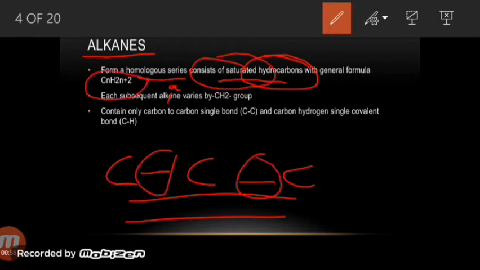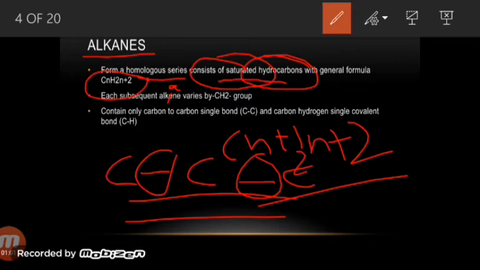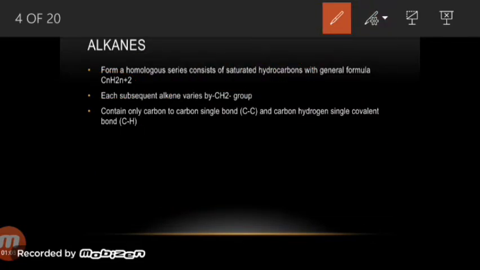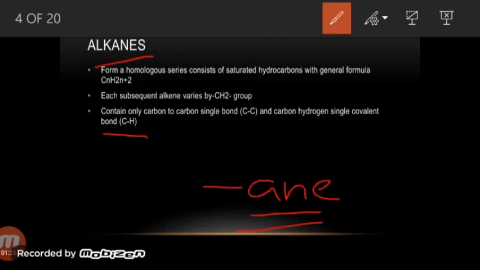The general formula of alkanes is CnH2n+2. This is their general formula, and each subsequent alkane varies by a CH2 group, and they contain only carbon to carbon single bonds and carbon hydrogen single bonds. So there will always be a single bond present in them, so that's why we call them alkanes. Alkanes have the suffix -ane, which shows that they are saturated hydrocarbons.